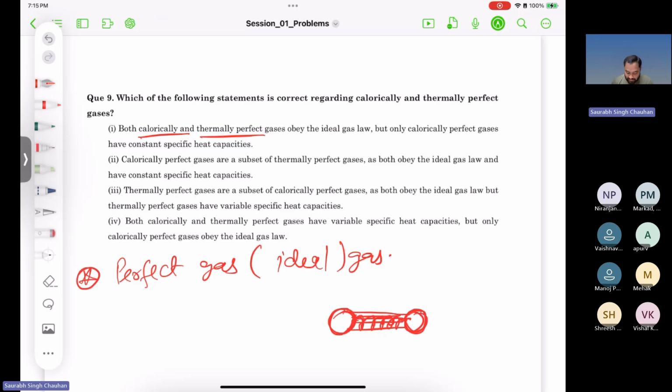So if higher modes are activated, then those modes will also take up some energy, right? They will also consume some energy. So specific heat will change with temperature, right? So at higher temperature, more modes will be activated, and your specific heat will be a function of temperature. So calorically perfect means the specific heat is constant. That means internal energy is only a function of temperature, right? And thermally perfect means this C is a function of temperature.